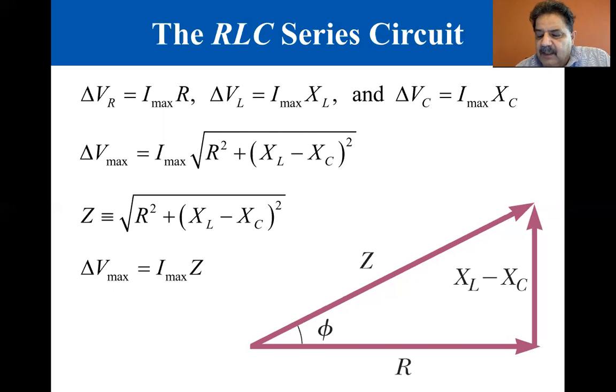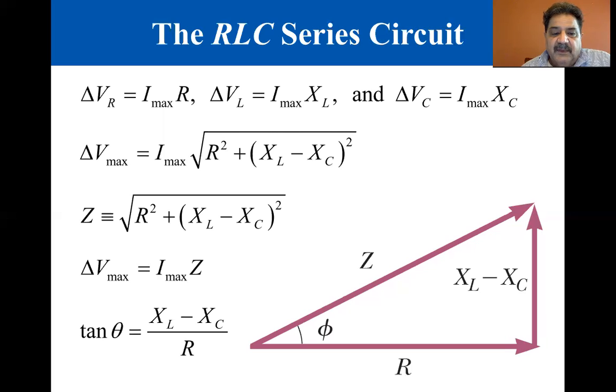We can represent the impedance Z with a vector diagram such as the one shown here. The right side of the triangle is X sub L minus X sub C. Its base is R, and its hypotenuse is Z. If we apply the Pythagorean theorem to this triangle, we get our definition of impedance. Also, we can calculate the phase angle. Tangent theta equals X sub L minus X sub C over R. So really, to calculate the phase angle, you would take the arctangent of X sub L minus X sub C over R to get theta.